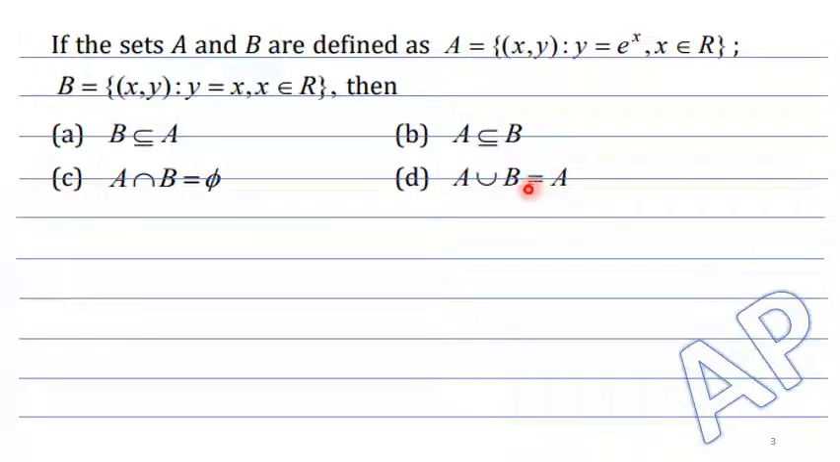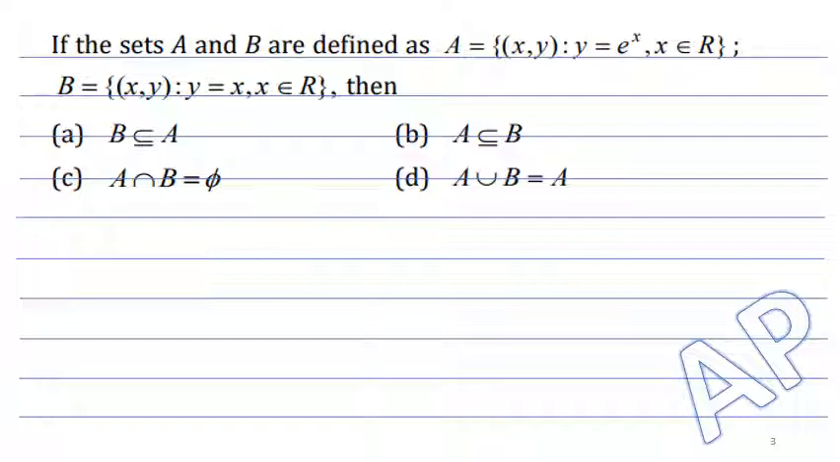So let us find the correct answer. Here A is equal to set of all ordered pair xy such that y is equal to e to the power of x, and B is set of all ordered pair xy such that y is equal to x. Here let us plot the graph for both the sets, that is function, let us assume.